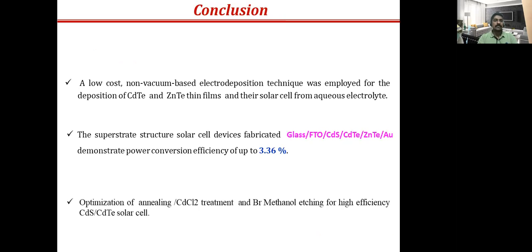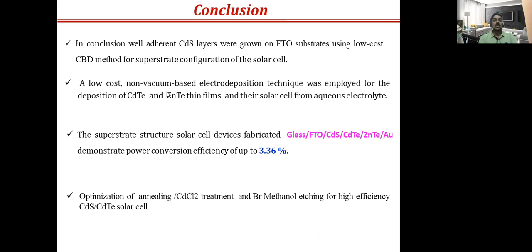The conclusion. In the conclusion, the CdS layer is deposited on a pure substrate by a low-cost method, the CBD method. Then a low-cost electrochemical method is used to deposit the CdTe as well as ZnTe material. Then the superstrate solar cell structure is fabricated, which shows a power conversion efficiency of 3.36%. And after optimization of the annealing condition, CdCl2 treatment, and bromine methanol etching, the efficiency of the solar cell will increase.